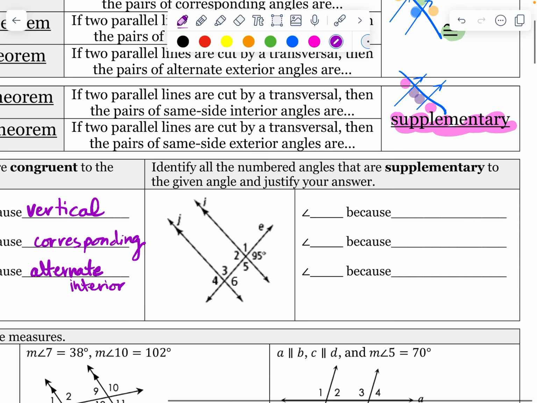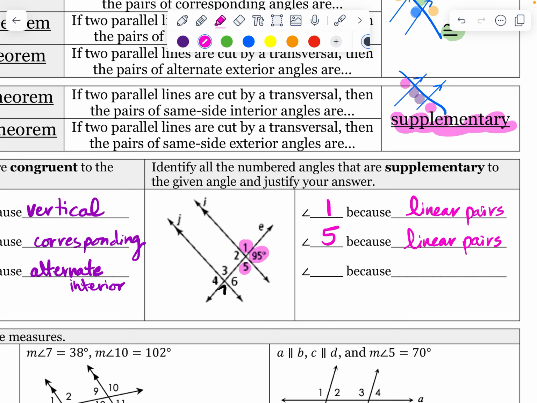Okay, identify all the numbered angles that are supplementary to the given angle. Okay, supplementary is going to be 1 and 5, right? So I can make a straight line. Those are both going to be supplementary because they are linear pairs. So I've got 1 and 5. But I also will have a same side exterior, 7. Same side exterior is going to be supplementary to 95, excuse me.